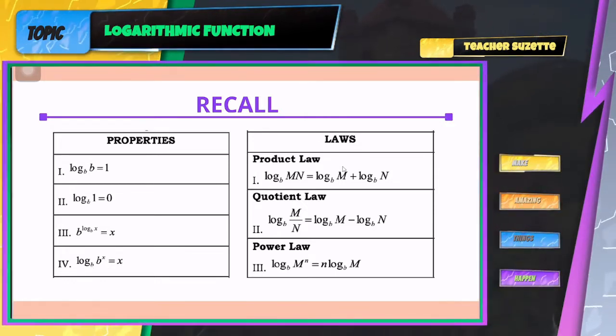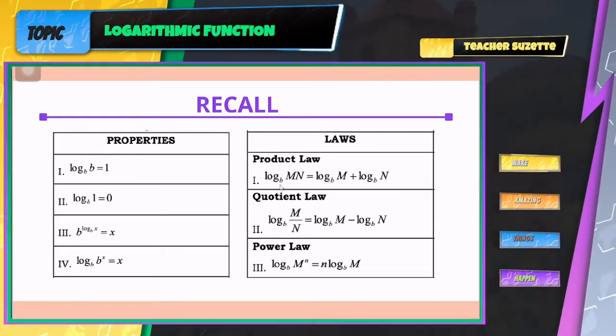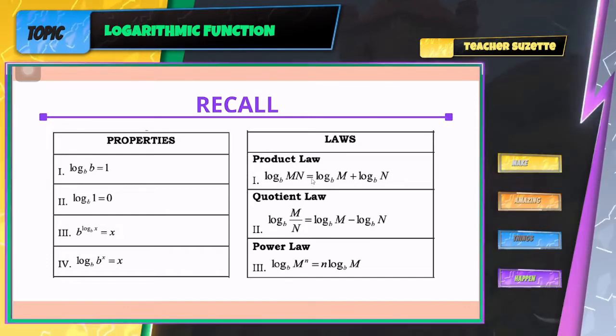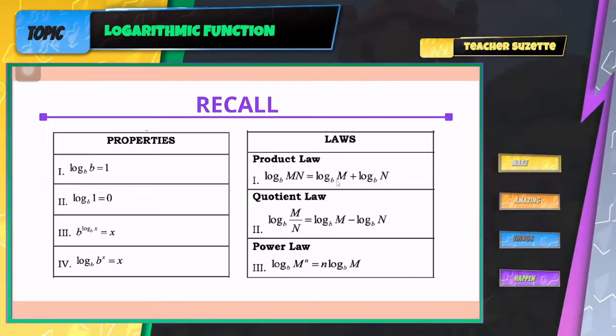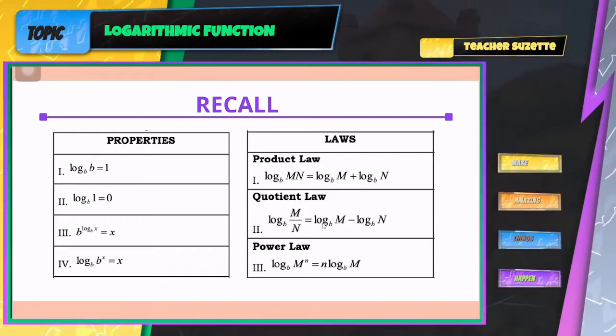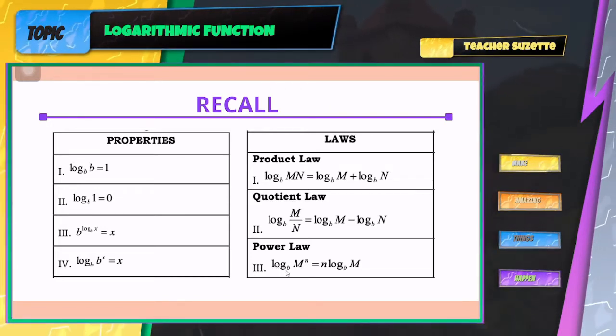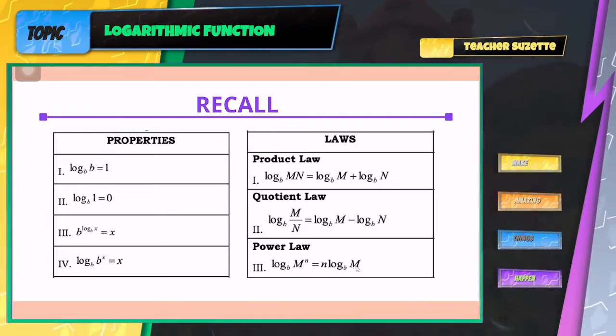For the laws, we have the product law: logarithm of m times n base b can be expanded into logarithm of m base b plus logarithm of n base b. For the quotient law, we have logarithm of m over n base b equal to the expanded form logarithm of m base b minus logarithm of n base b. And we have the power law: logarithm of m raised to n base b is equal to n times the logarithm of m base b.